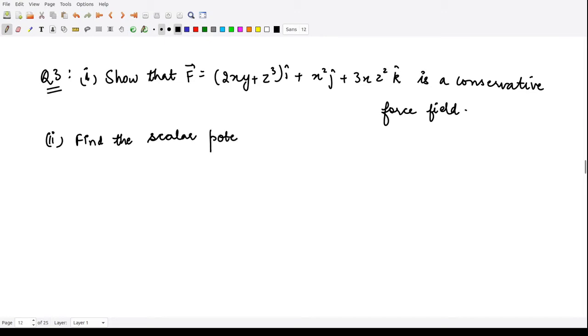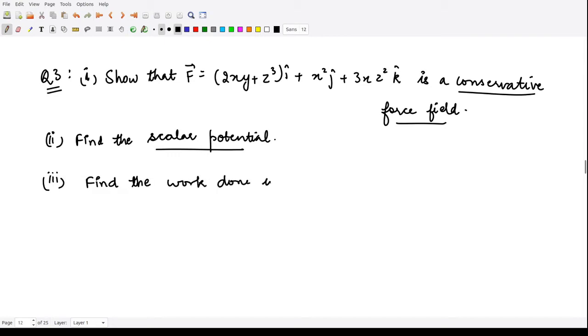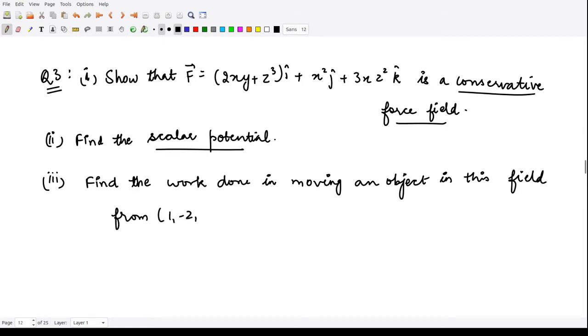You also know if your force field is conservative in nature, that means a scalar potential is always associated with that. So we are to determine that in this second part. In the third part, we are to calculate the work done in moving an object in this field, given the points (1, -2, 1) to the point (3, 1, 4). So this is our question. Let us have a look at its solution.